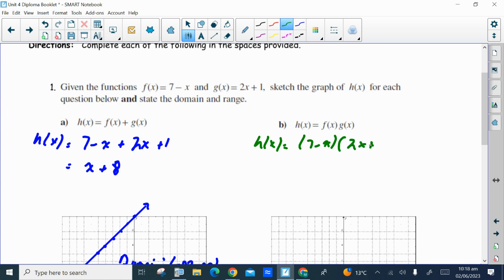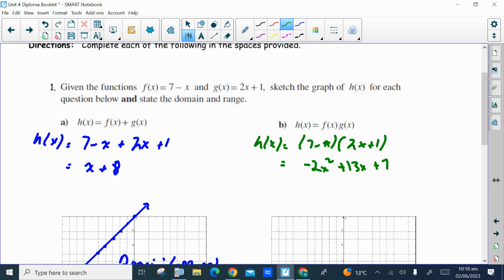So we already know that the domain and range of those two are all real numbers, but it doesn't always mean that that's the domain and range of the new one. Sometimes there's restrictions on the original, sometimes there's restrictions on the new one, and sometimes there's restrictions on both. So when you multiply this out, you'll get negative 2x squared, and you'll get 14x minus 1x, which is positive 13x, and then positive 7.